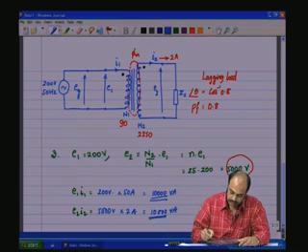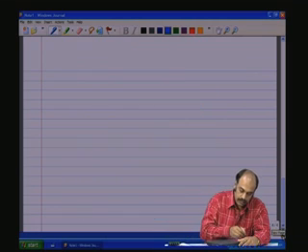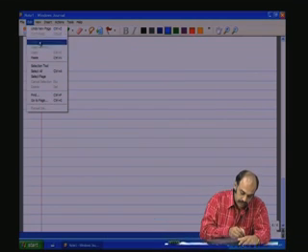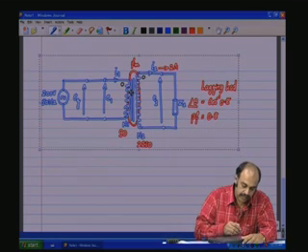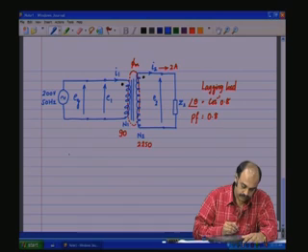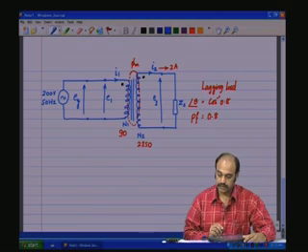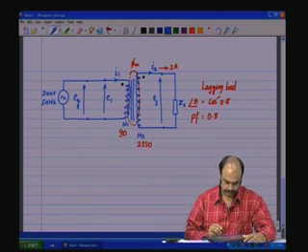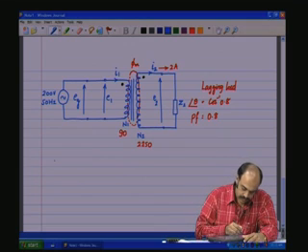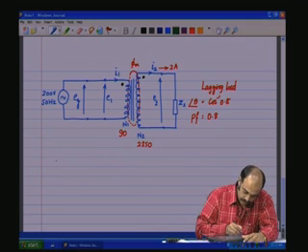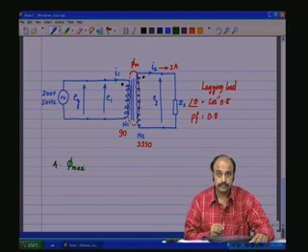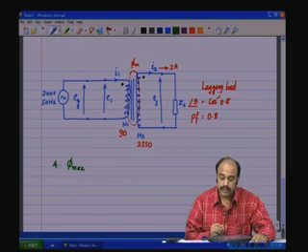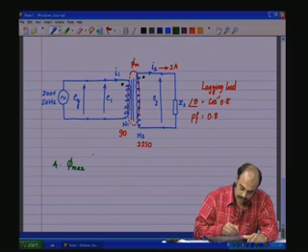Then, what other information can we extract from this particular diagram? What is phi max that one can extract from this diagram?